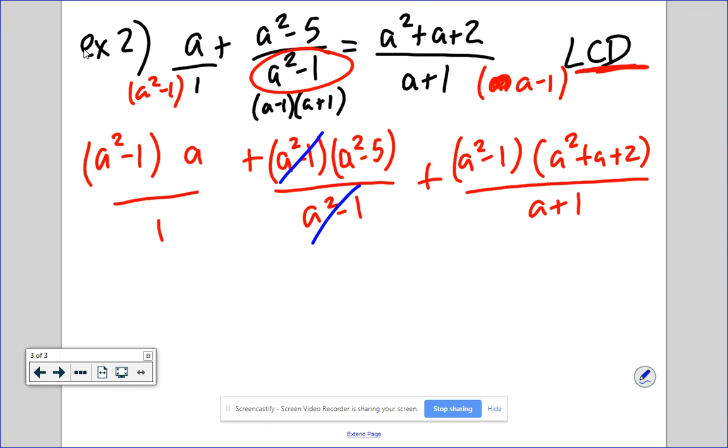I see a lot of you frantically writing, so I'm going to slow down a second. Everybody okay with where I'm at so far? 75%.